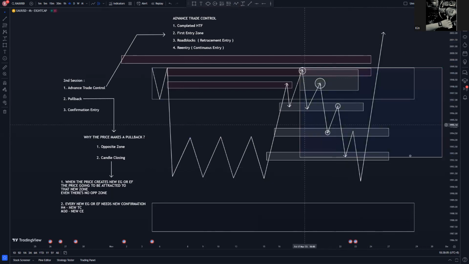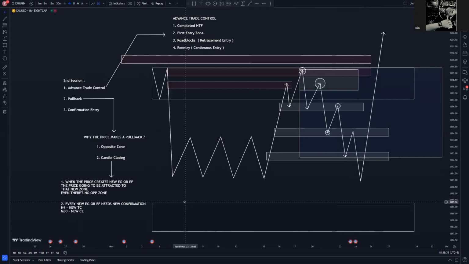So we have this new engulfing cell on H4. So the price will be attracted to make a pullback into the zone, right? Now talk about the second rule, which is every new EG or EF needs new confirmation.